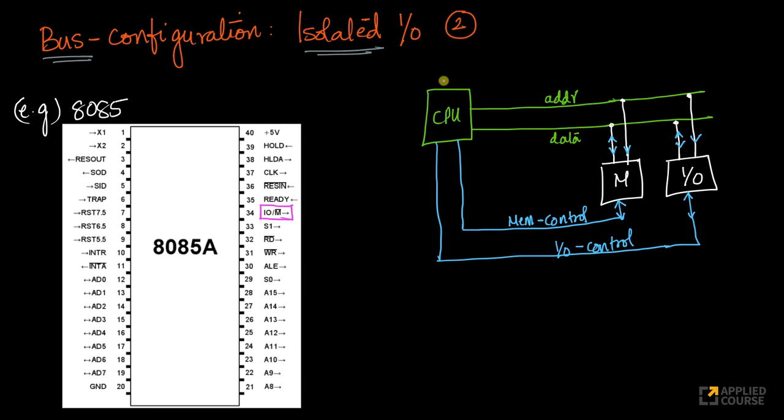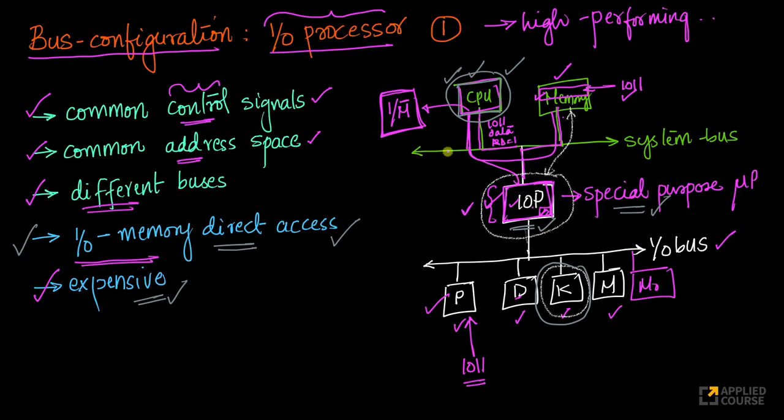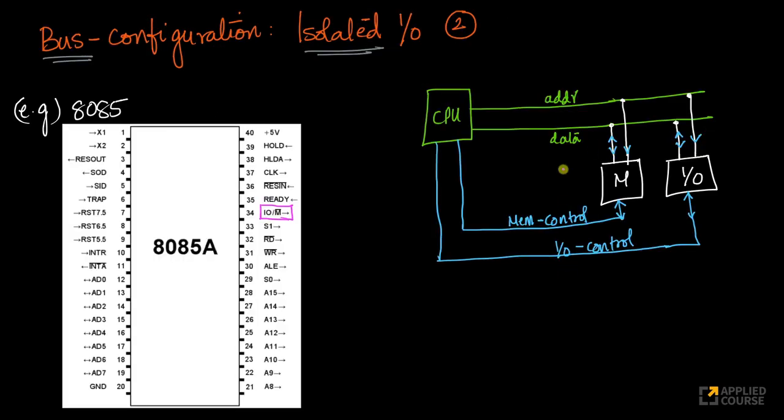In my isolated IO, I have my address, and my address line is common. Here, instead of drawing my system bus as just one line, I've broken it up into three parts: the address lines, the data lines, and the control lines. In isolated IO, the address lines are connected both to memory and IO devices. Here I've drawn only one IO device, but I could have multiple IO devices here. This is IO device 1, this is IO device 2, and so on.